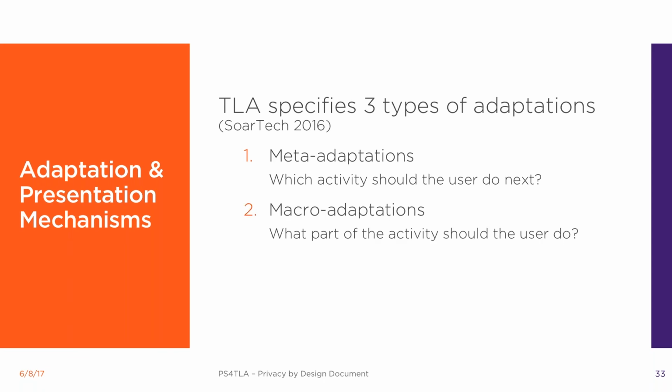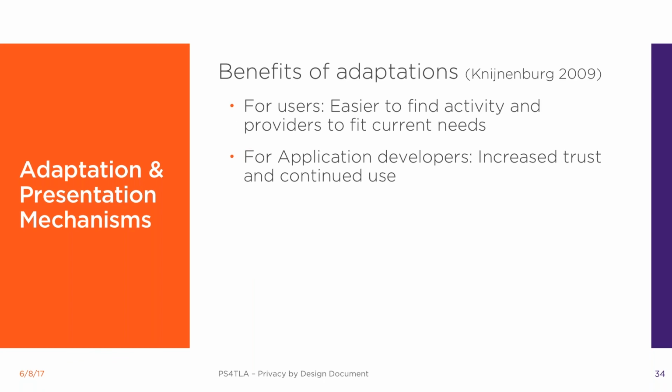Macro adaptations are recommendations of what to do within a certain activity. So for instance, if I'm in the French app, it could say you should work on your irregular verbs. And then finally, micro adaptations are small adjustments to the activity based on some contextual information. So for instance, if the system knows that you're going to go to Montreal in the next couple of weeks, then this French language app might add some local idiom to your training experience to help you along.